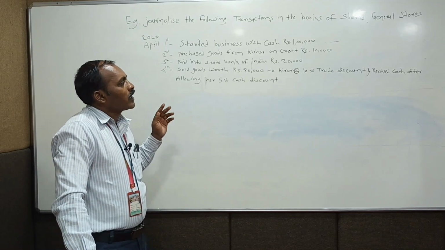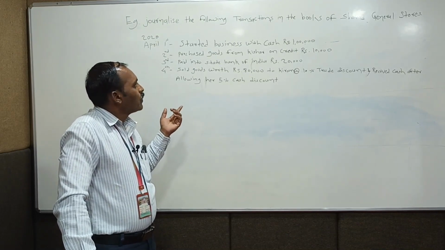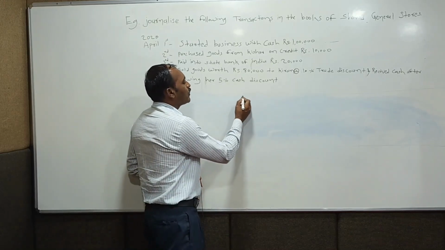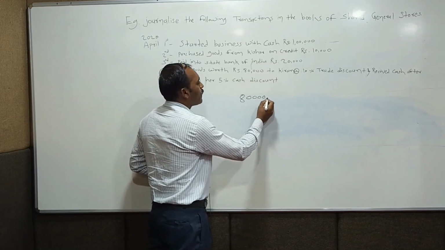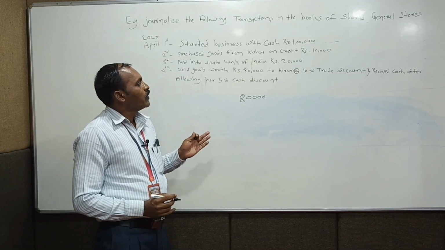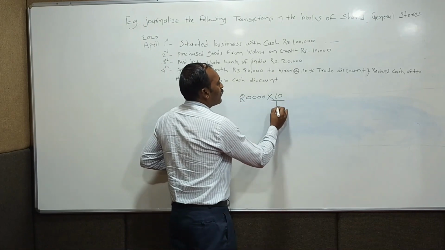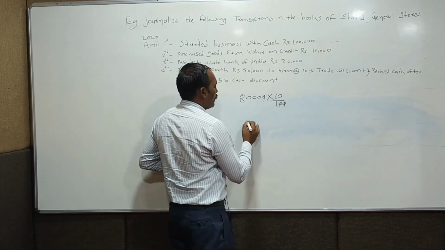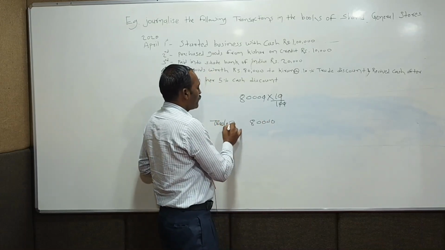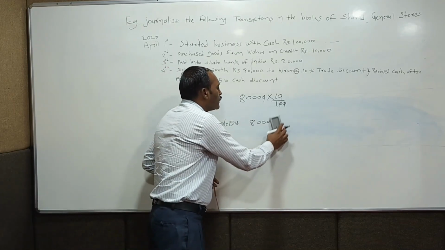So trade discount and cash discount are calculated on the amount of sold goods, rupees 80,000. First, trade discount is calculated on the gross amount. The gross amount is 80,000. Amount multiplied by rate divided by 100, this formula is used to calculate discount. 80,000 multiplied by 10 divided by 100. So 8,000 is the trade discount.